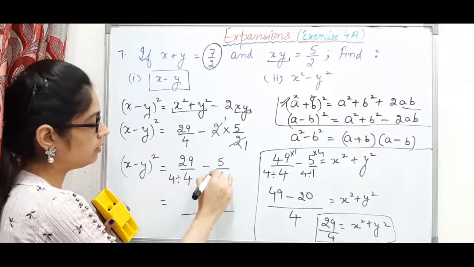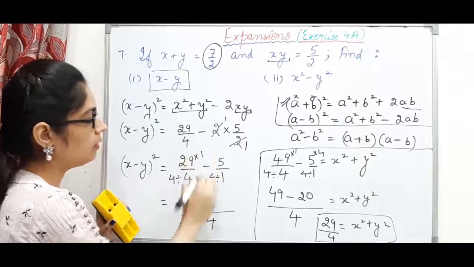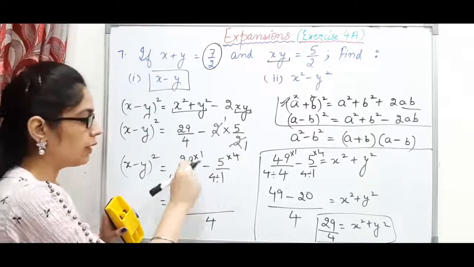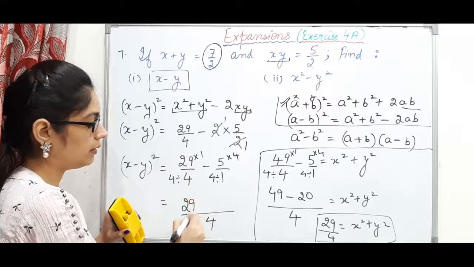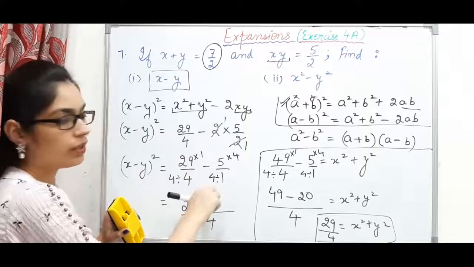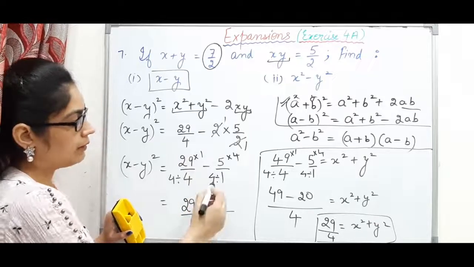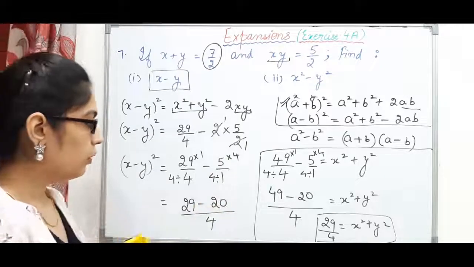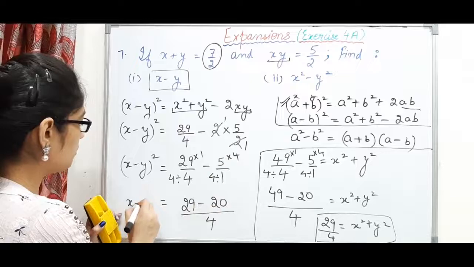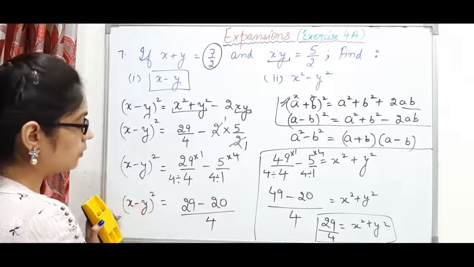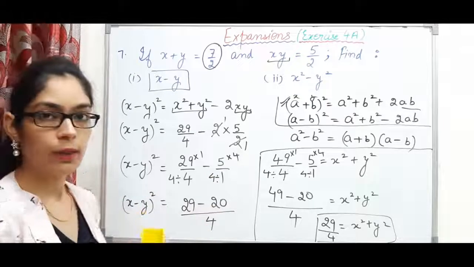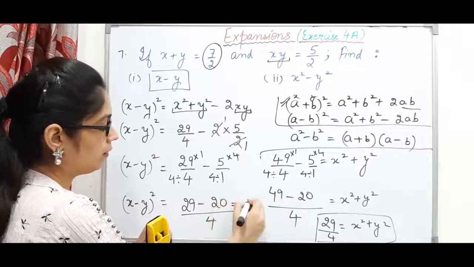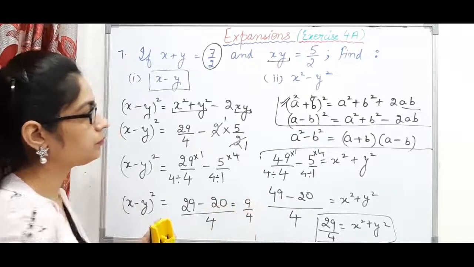LCM will divide with denominators and multiply those answers with the numerator. So 4 divided by 4 is 1, 1 into 29, 29. Minus 4 divided by 1, it is 4, 4 into 5, 20. So (x minus y) whole square is equal to (29 minus 20) by 4.